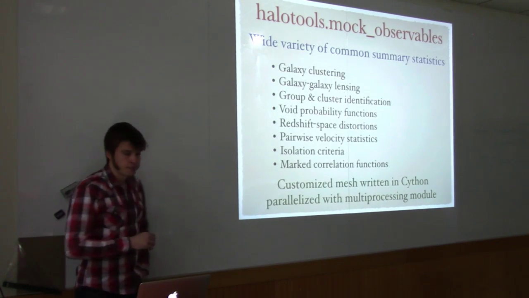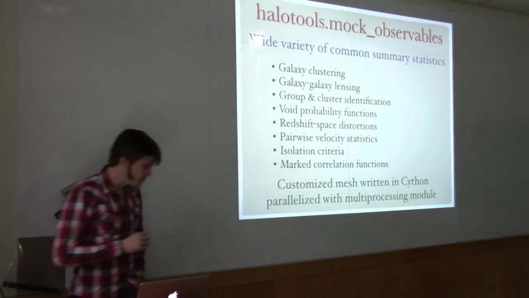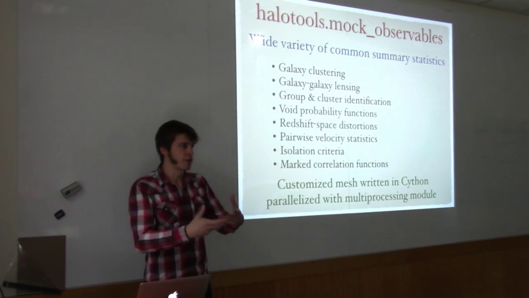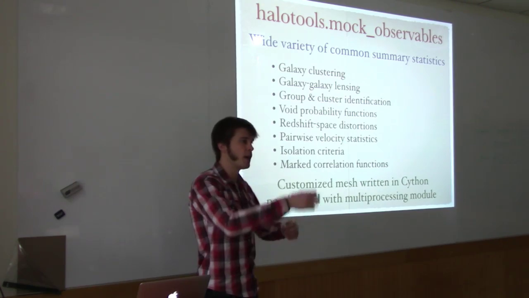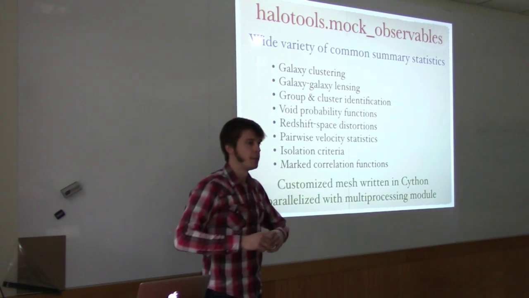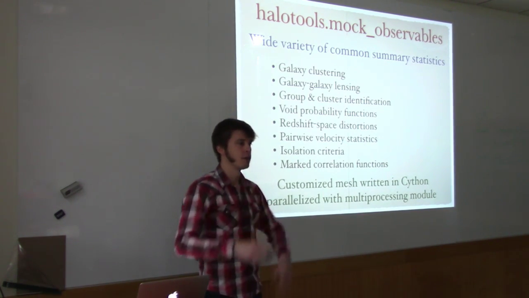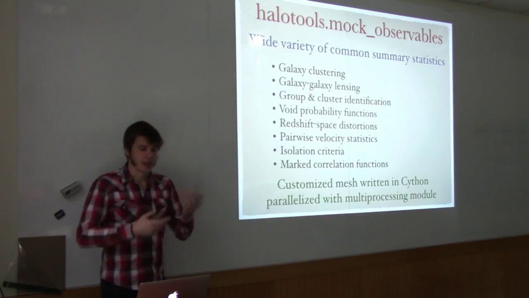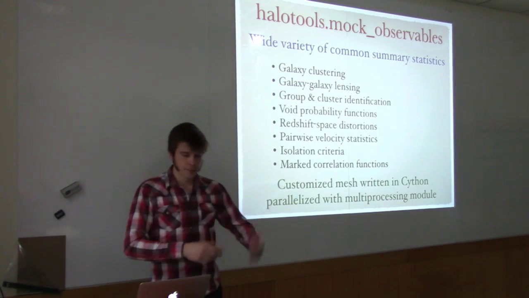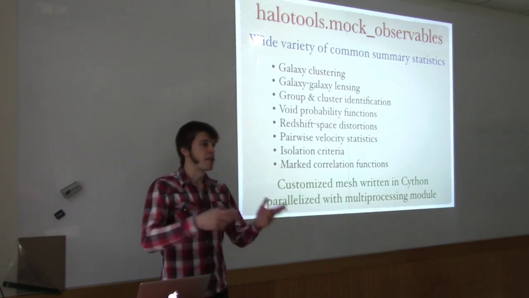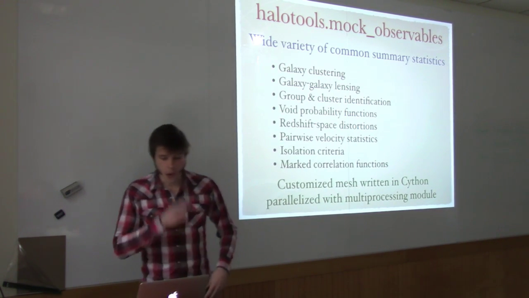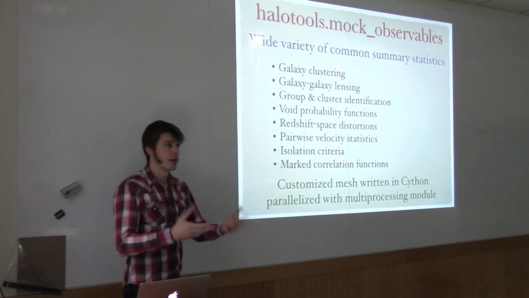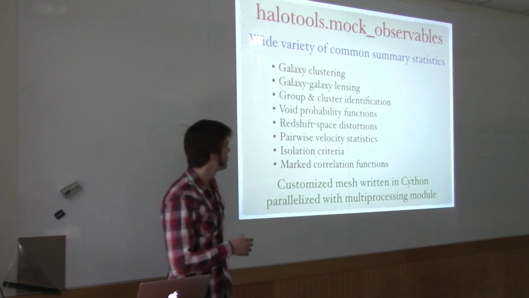Okay, so the mock observables package. As I said, when you have a mock population of galaxies, you don't directly compare galaxy by galaxy your prediction to your observation. You use summary statistics. So for example, you compute galaxy clustering, galaxy-galaxy lensing. You can identify groups, identify clusters in redshift space. All of these functions are available in the Halotools mock observables package.